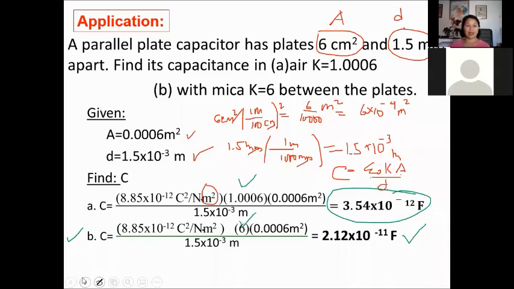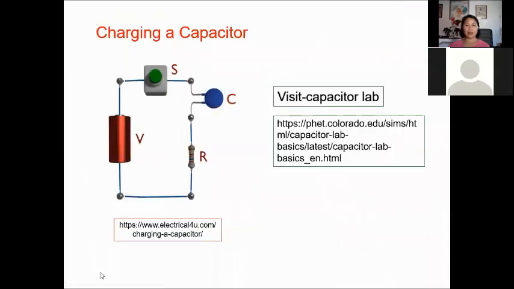Kaya. Okay. Now, in charge ang capacitor, I would like you to visit the capacitor lab para makakita naman din ninyo yung paano mag-charge and mag-discharge ang capacitor. Mas maganda ito pag sa simulation ninyo tingnan. No? So, doon na lang na ninyo yan tingnan.